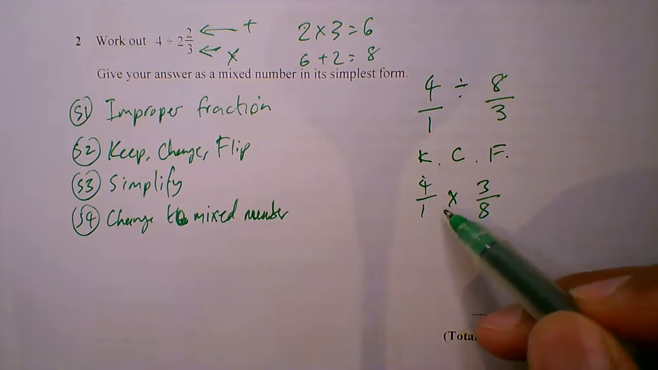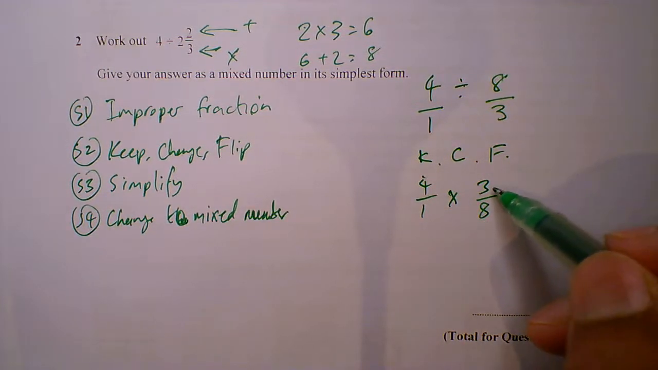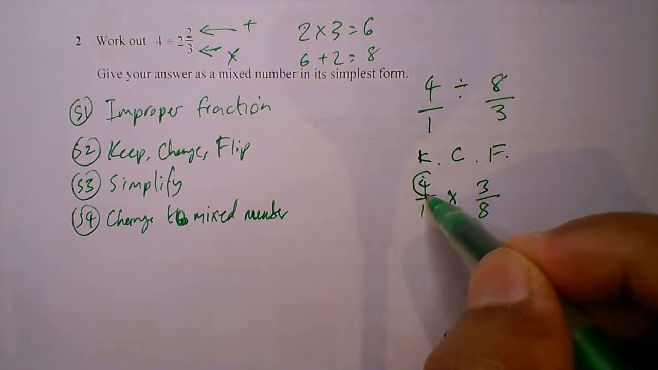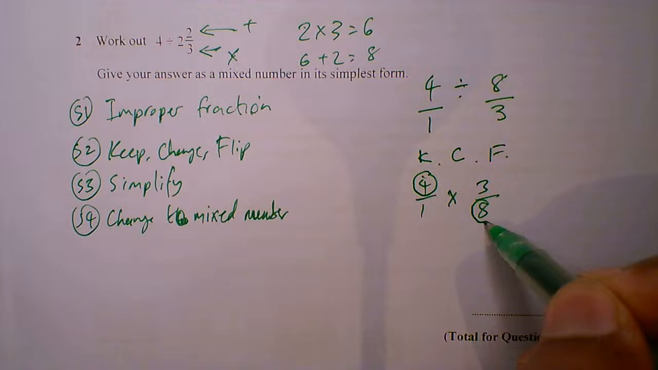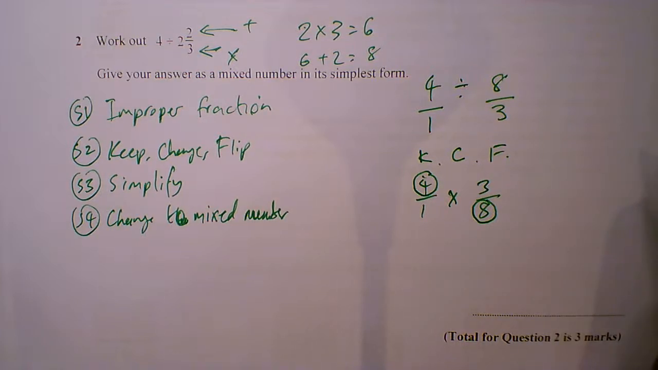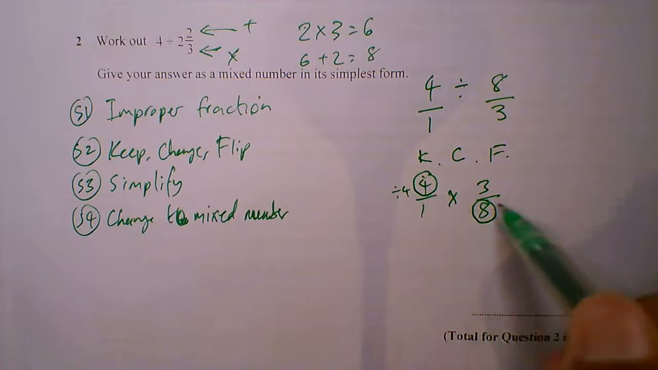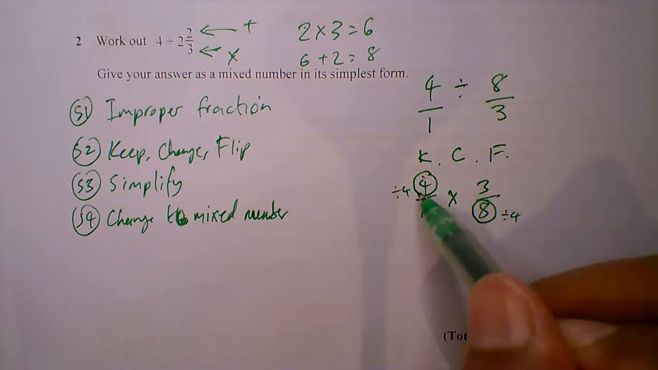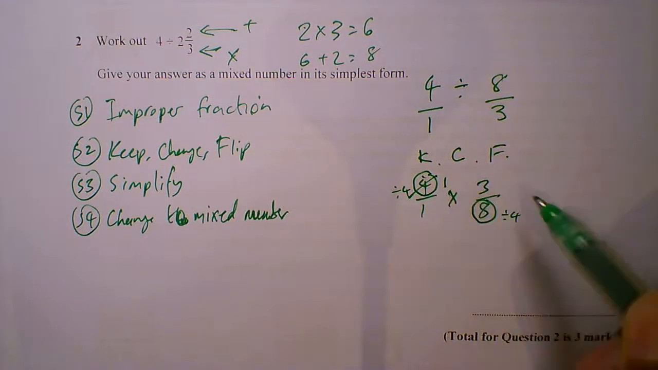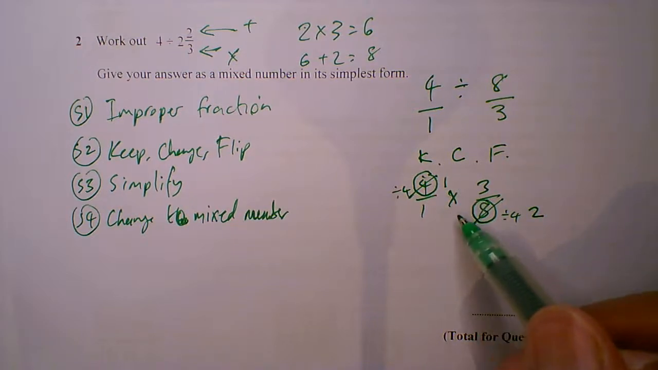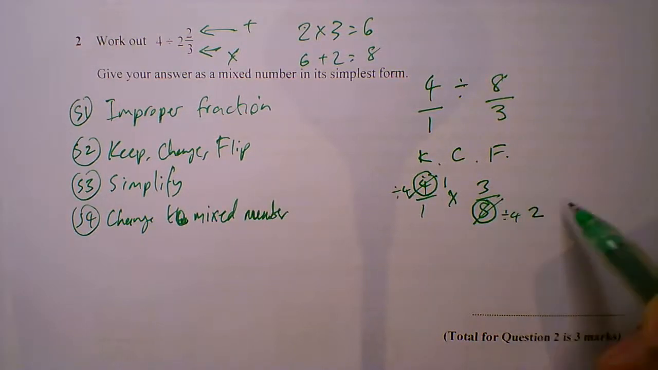4 and 1, that stays as it is. 3 and 8 cannot simplify, but I can look diagonally. I can simplify. So what number goes into 4 and 8? 2 goes in, but I can also spot that 4 also goes in. So I'm going to divide by 4. Divide by 4. So this cancels out to 1. 8 divided by 4 is 2. So you can see 1/1, I can ignore that. 3 divided by 2.